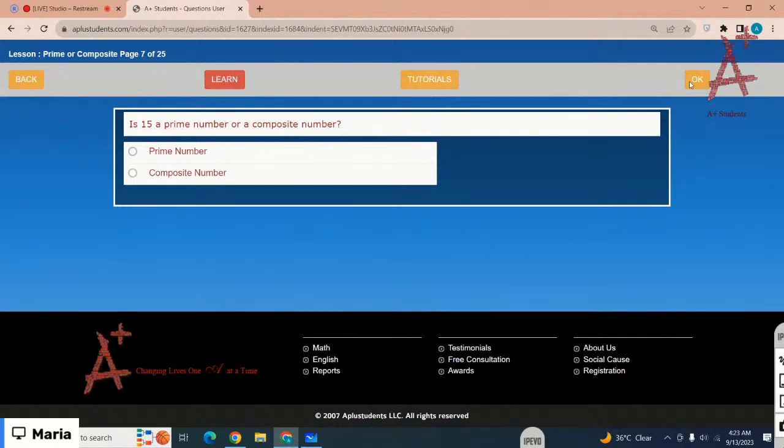Is 15 a prime number or a composite number? Fifteen is a composite number, right? 3 times 5 makes 15. So 15 is a composite number.